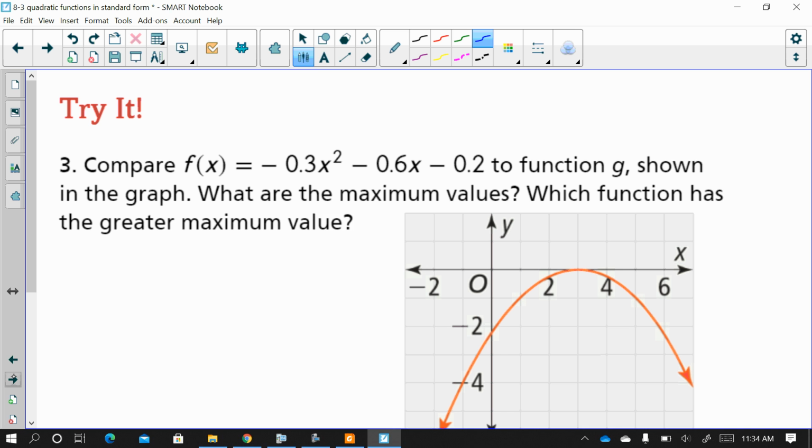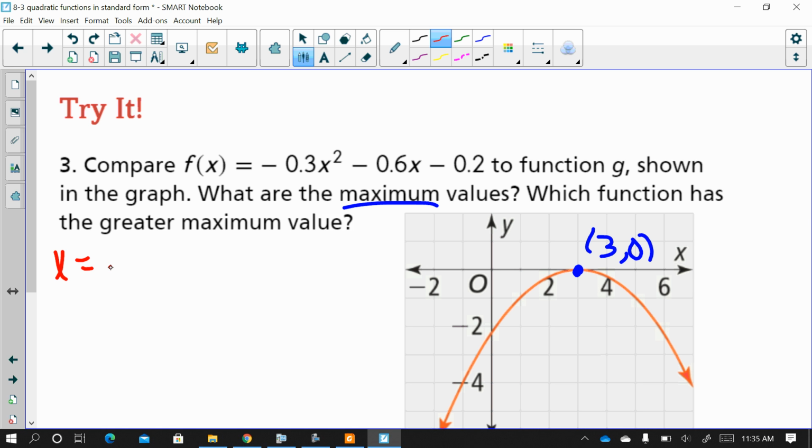One more, we're going to have a function compared to the graph. So I'm going to go ahead and find the maximum. Another word for maximum is the vertex. So here's my vertex. That is the point (3, 0). Okay, so let's find our vertex here.